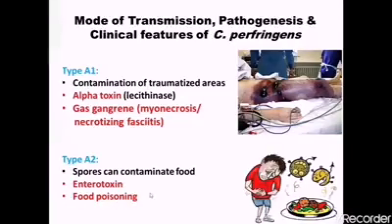Type A2 produces food poisoning. The incubation period is around 8 to 16 hours. There is watery diarrhea with or without vomiting, and actually vomiting is little if it is present, along with cramps and abdominal pain. It resolves in about 1 to 2 days.